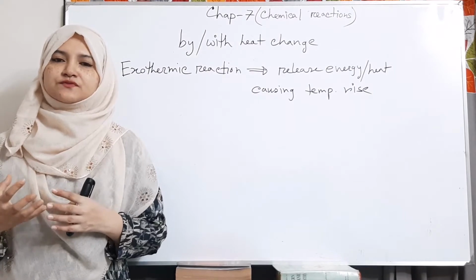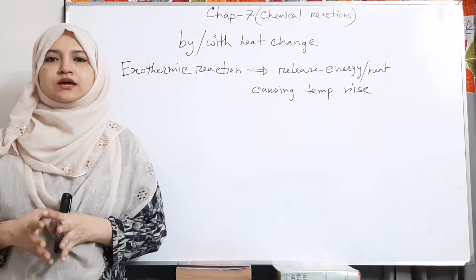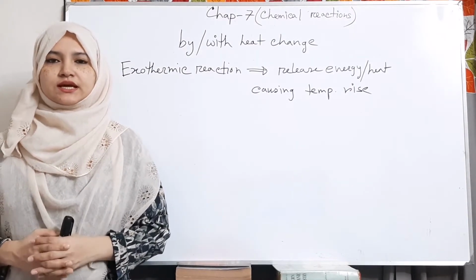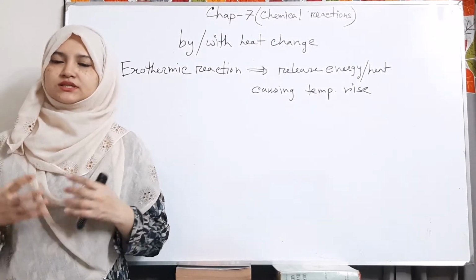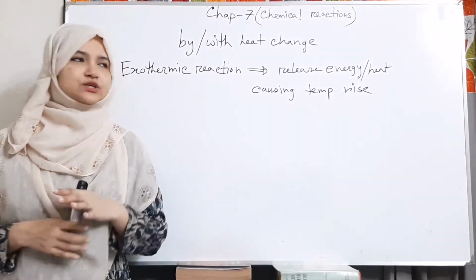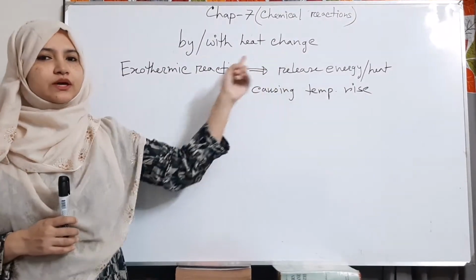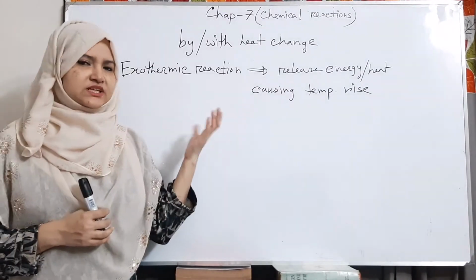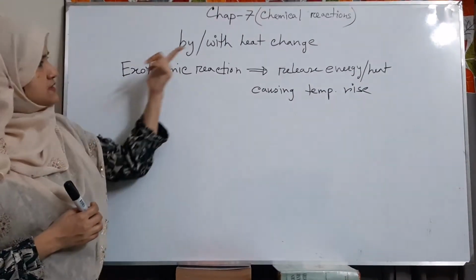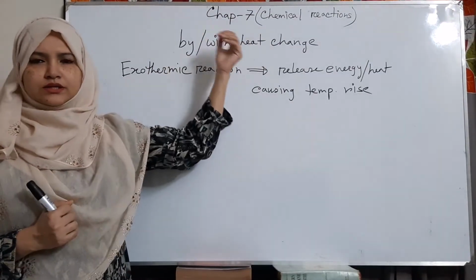According to the heat change, reactions can be classified into two types. One is exothermic reaction and another is endothermic reaction. Any chemical reaction is accompanied by heat change, and this may occur in two ways.